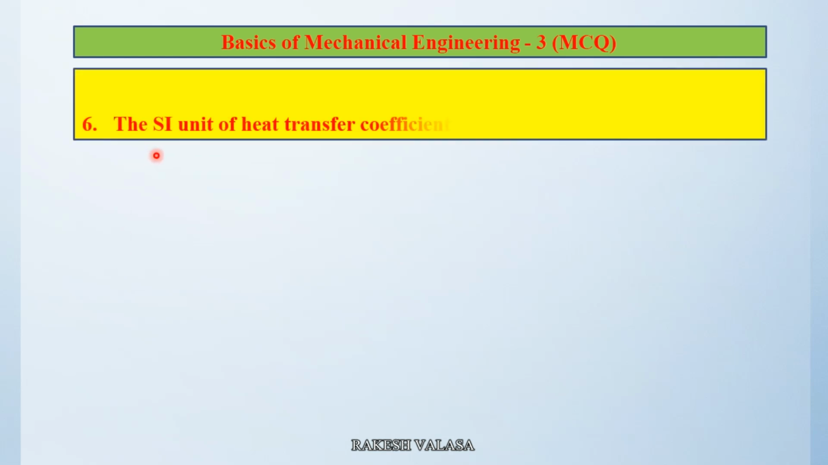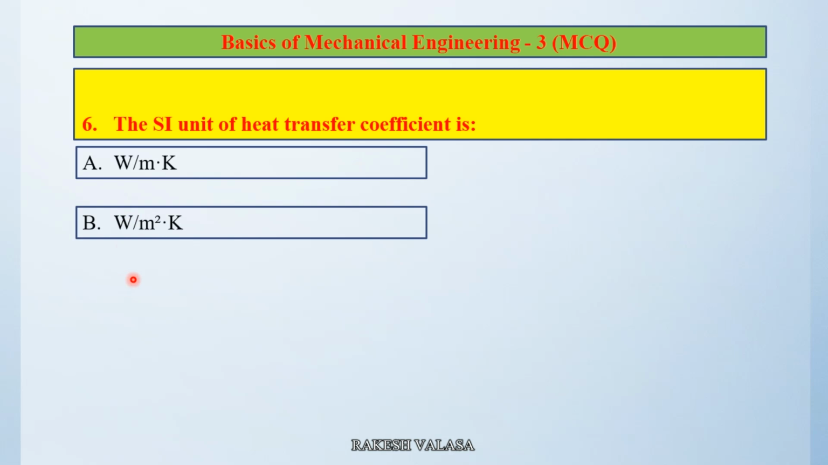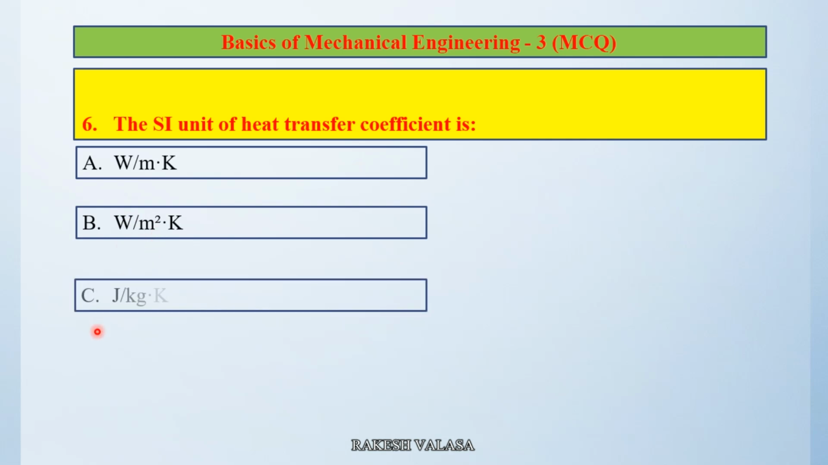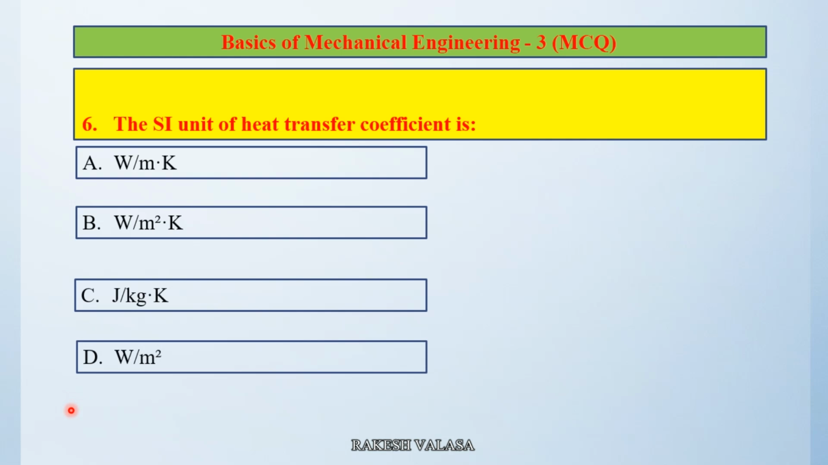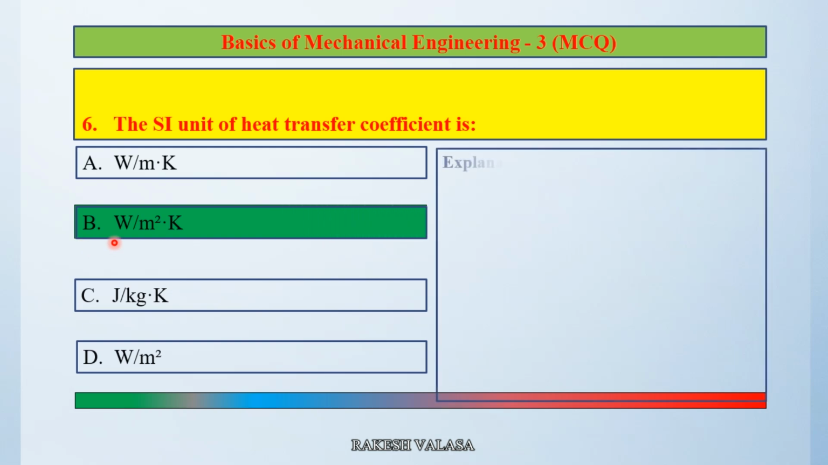Question number 6. The SI unit of heat transfer coefficient is option A, watt per meter Kelvin, option B, watt per meter square Kelvin, option C, joule per kg Kelvin, option D, watt per meter square. The correct answer is option B, watt per meter square Kelvin. Let us see the explanation.